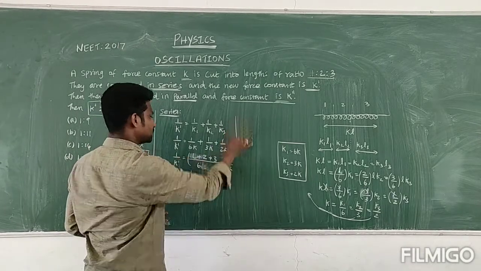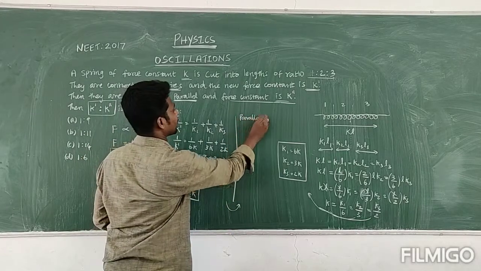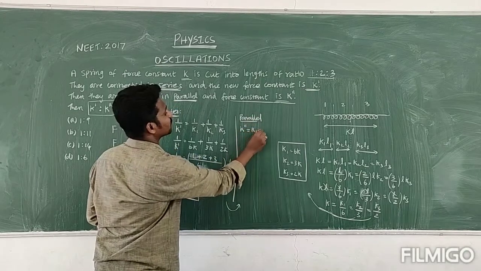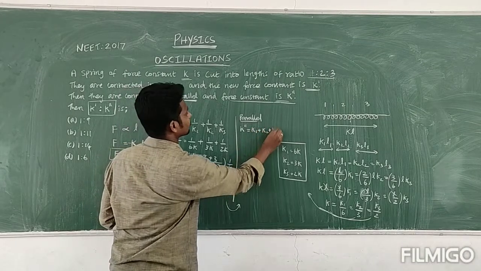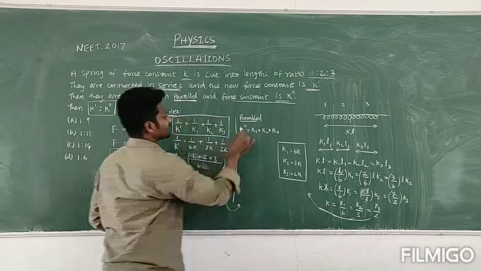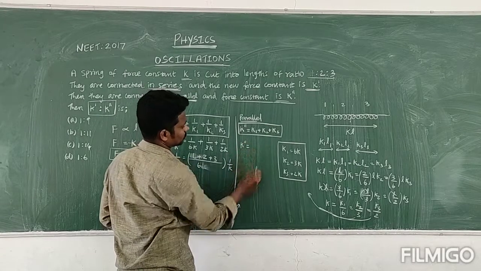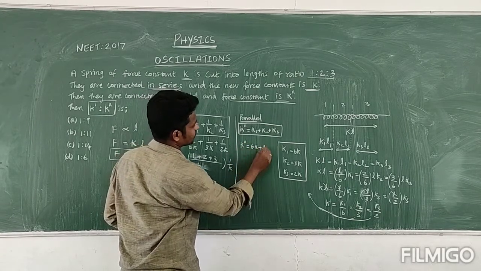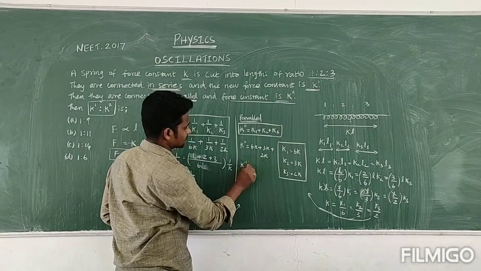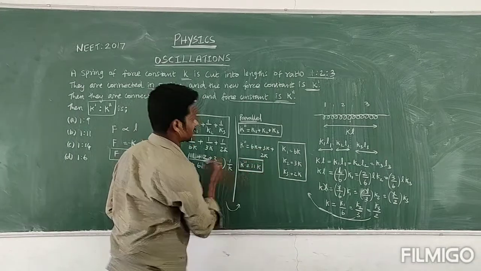Okay, next see the parallel. In parallel, we know K double dash is equal to K1 plus K2 plus K3. That is the formula for parallel, the earlier one was for series. So K double dash is equal to 6K plus 3K plus 2K. Therefore K double dash is equal to 11K.